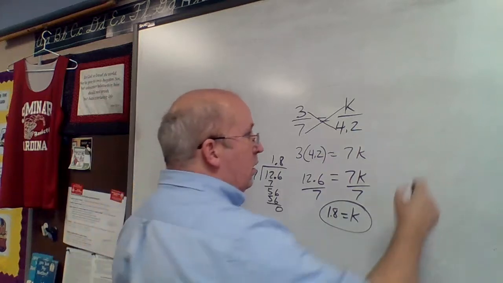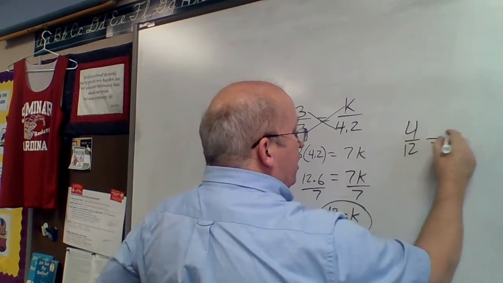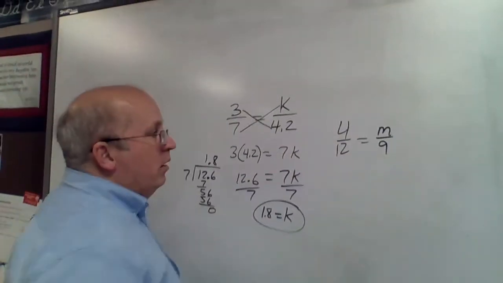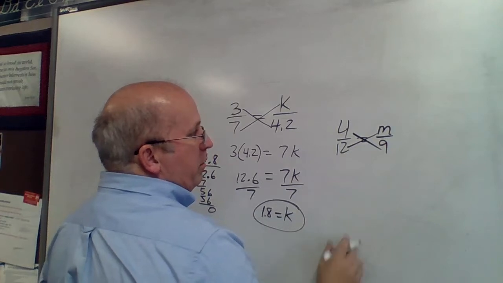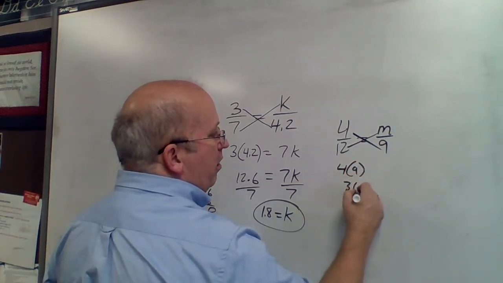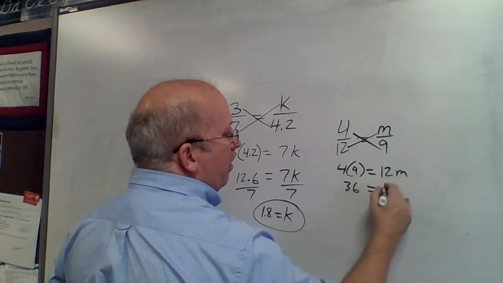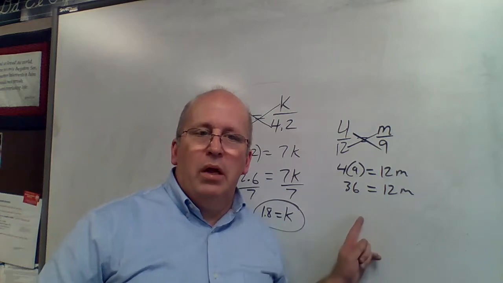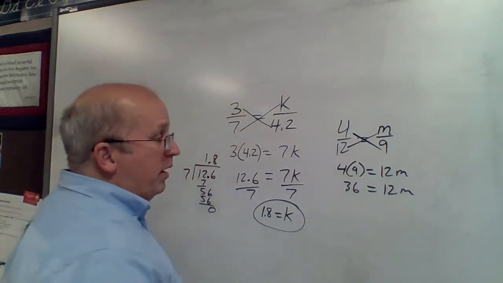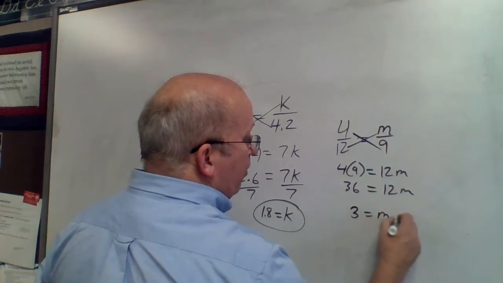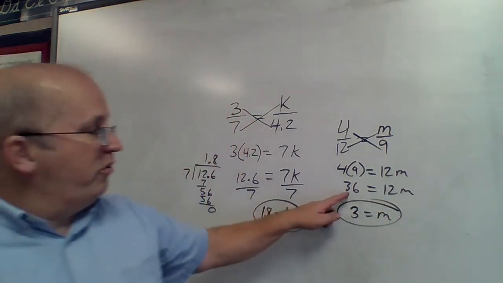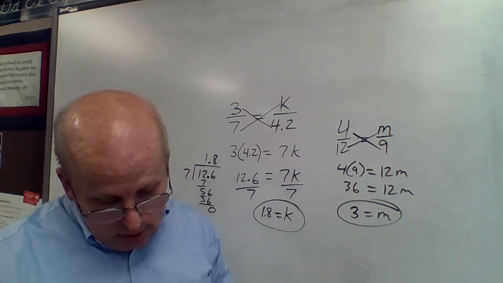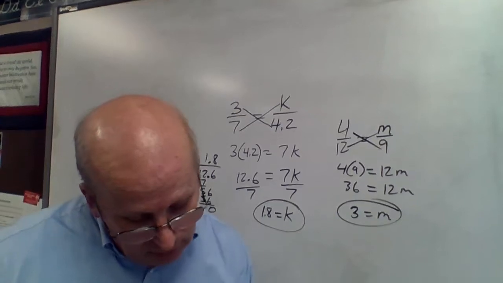Let's try an easier one. What if I wrote 4/12 equals, say, m over 9? Just take the cross products and multiply them together. 4 times 9 and 12 times m. Now let's figure out what m is. How do we get m by itself? We divide both sides of the equation by 12, and we get a value of 3 for m, because 36 divided by 12 is 3, and 12m divided by 12 is m. How are we doing on this? I don't think it's that hard.